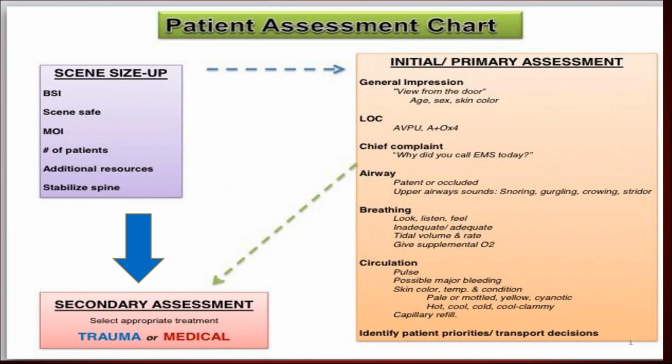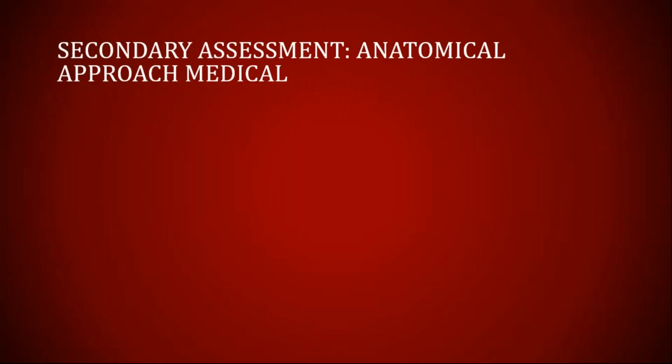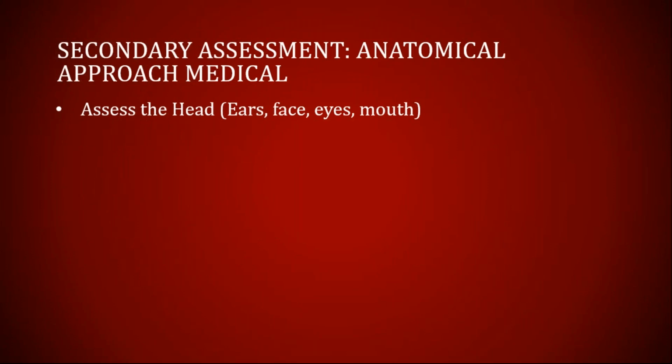So now we're diving into our secondary assessment a little bit more in detail. So when we're using the anatomical approach for a medical patient, if they are unresponsive or have chief complaints of multiple body systems, we're going to start at the head and then we're going to work our way down. So we can divide this into either a detailed approach or a rapid approach. So for any patient who's classified as unstable, you're going to do this in a rapid motion, get that patient ready to go for transport, and then you can conduct a more detailed exam once you're in the ambulance.